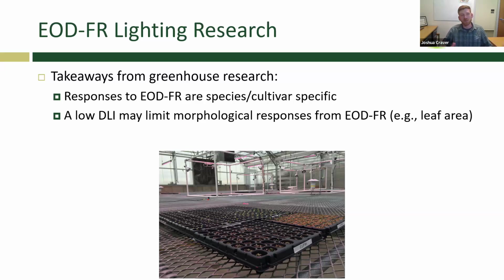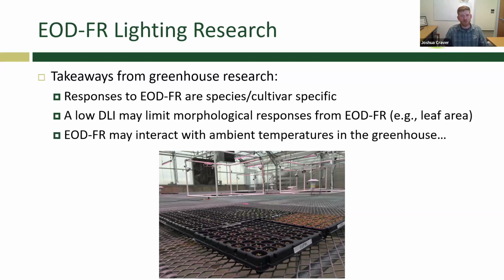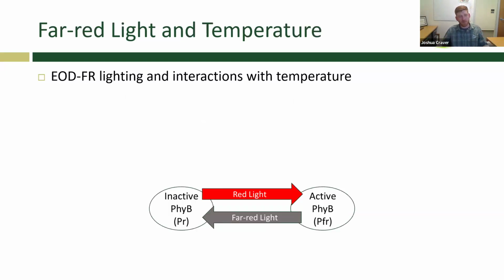And so one of the things we wanted to do was actually shift this over out of a greenhouse into a growth chamber to better characterize some of these responses in terms of, in this case, DLI, but to also start to bring in some questions around temperature. Because what we find is that far red light and temperature actually work somewhat interactively. And that further complicates some of these applications that we may want to develop in the greenhouse or potentially in an indoor production environment. So I briefly want to talk about far red light and temperature and then show how we've been doing some follow-up work with some additional research.